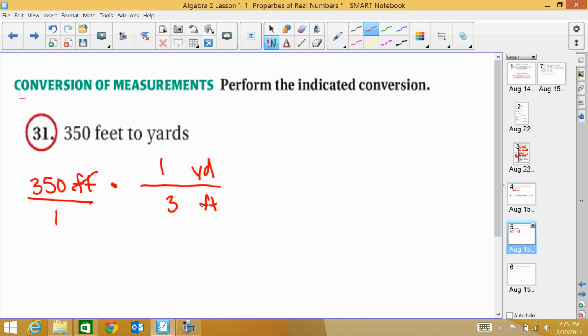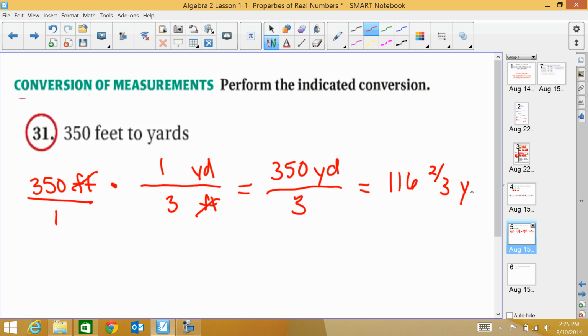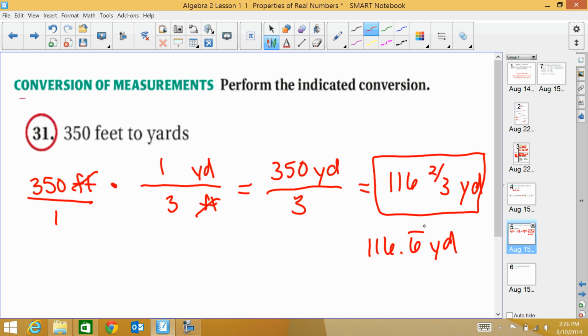Now we've noticed that our feet have canceled out. So then we multiply straight across. So 350 times 1 is 350 yards over 1 times 3 is 3. So if I divide this, I take 350 divided by 3, and I get 116.6 repeating. Now I know that 0.6 repeating is equal to 2/3, so you could leave your answer like that, or you could put 116.6 repeating yards also if you want to.